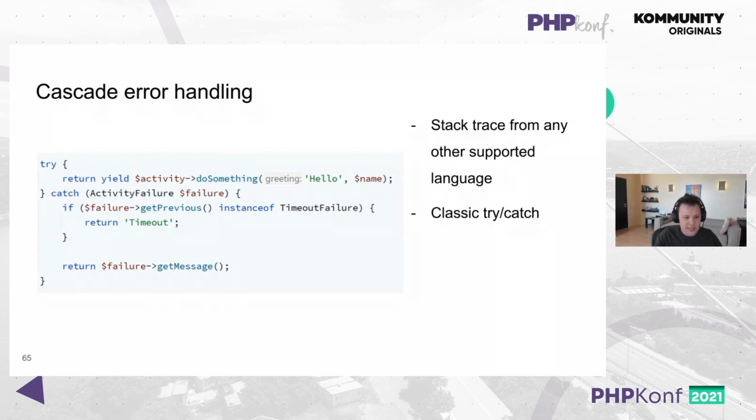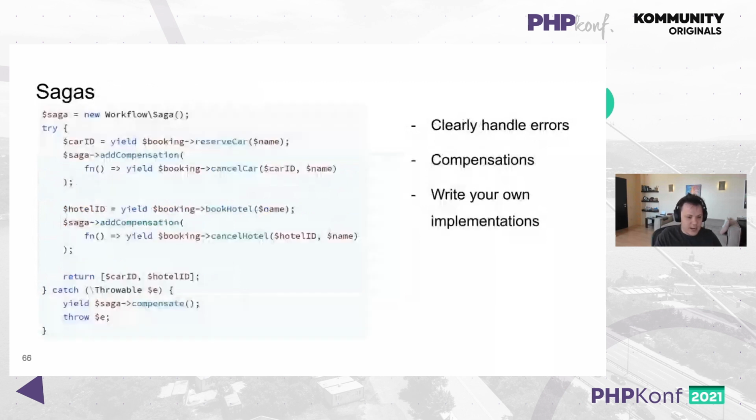What we built inside is the ability to actually glue the stack traces from different languages. So if you have a workflow in Java, which executes a workflow in PHP, which calls an activity in Golang, you will actually see the full stack trace from all the languages with all the files involved in the error. Obviously, because we have try-catches and because we have activities and a way to durably run them, you also have sagas, like this classic saga pattern with compensation.